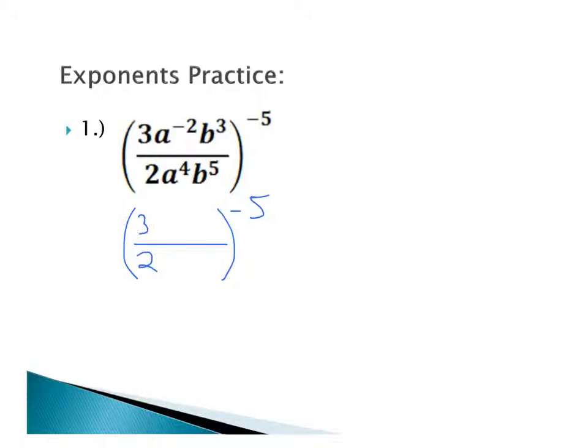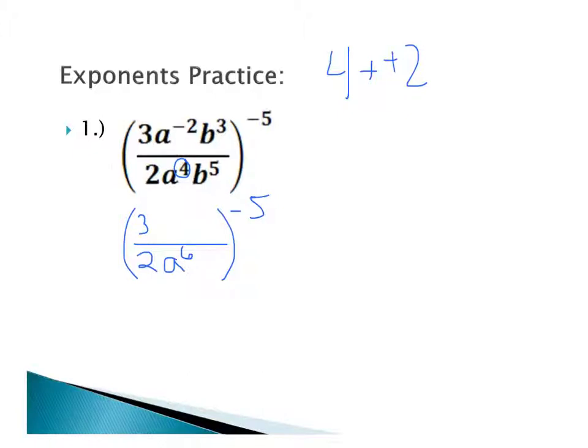A to the negative second over a to the fourth. Okay, I can subtract here, but which one do I subtract from what? My larger exponent is 4, so you subtract negative 2 from that, and I get positive 6. But where does it go? It's going to go in the denominator because my larger exponent 4 was in the denominator.